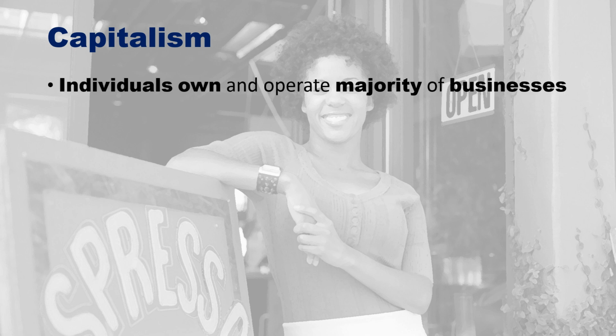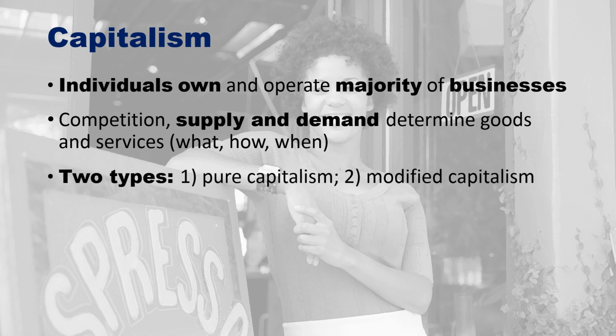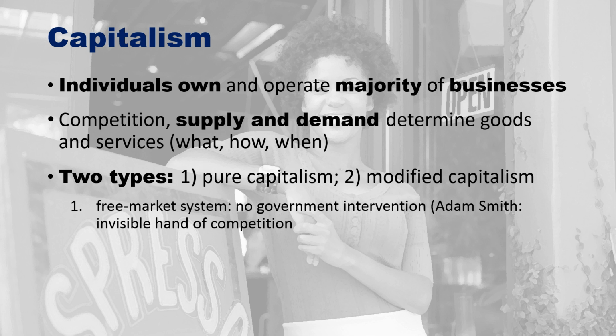Let's go on to capitalism. In this case, individuals own and operate the majority of businesses, in the context of competition, supply, and demand. They determine the goods and services, again, what, how, and when. There are really two types of capitalism: pure capitalism and modified capitalism. The first case is really a free market system where there is no government intervention.